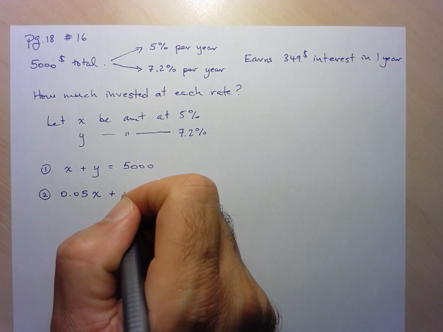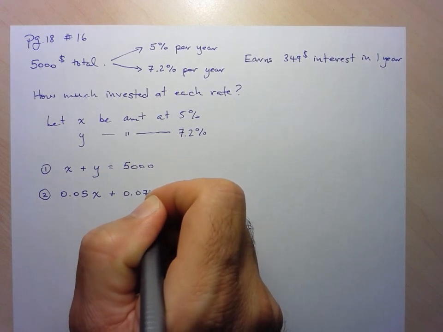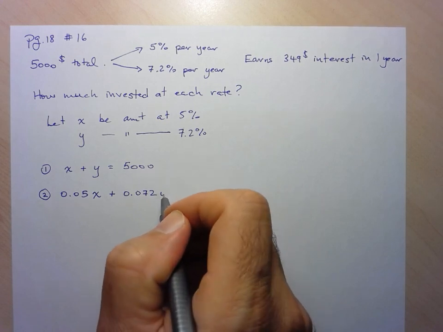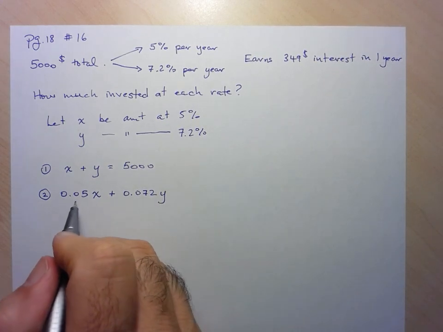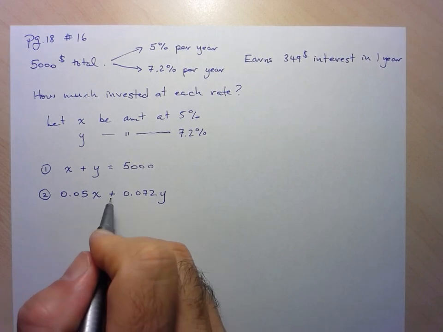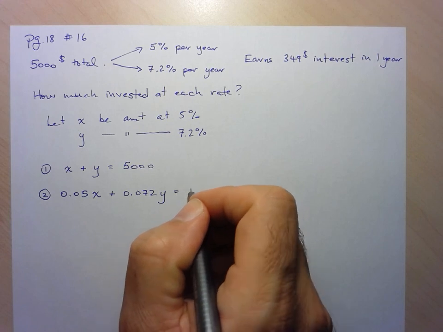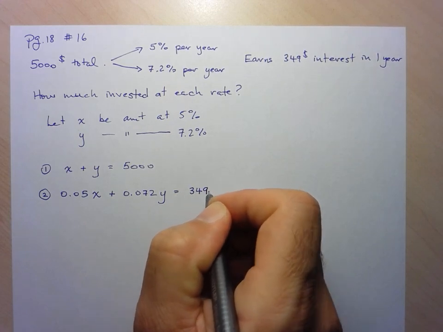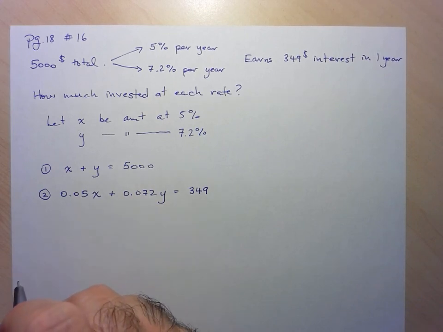So I'm going to add to that 7.2%, which is 0.072, times however much she invested in the second account. So this is her interest from the first account plus the interest from the second account, gives us a total of $349 of interest. And here we have a system of equations.